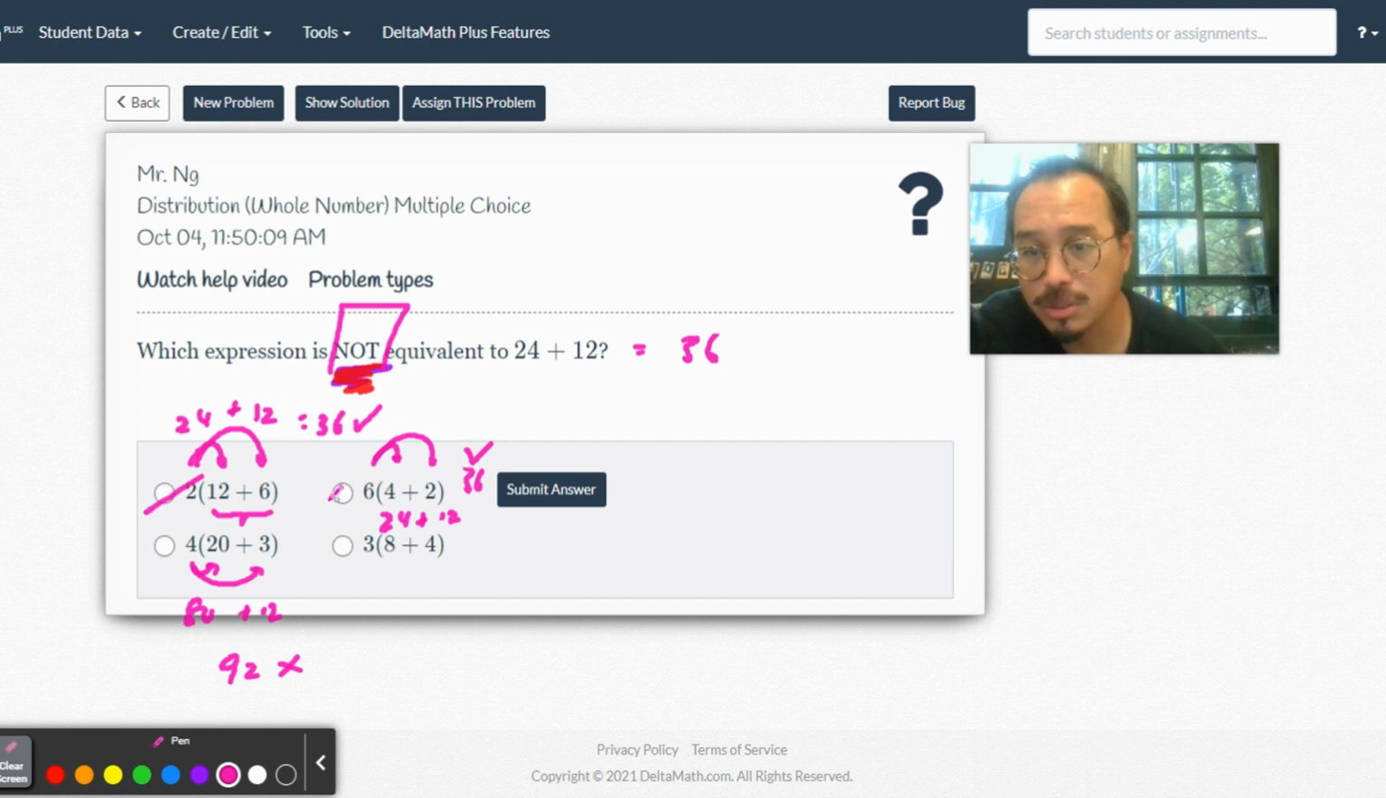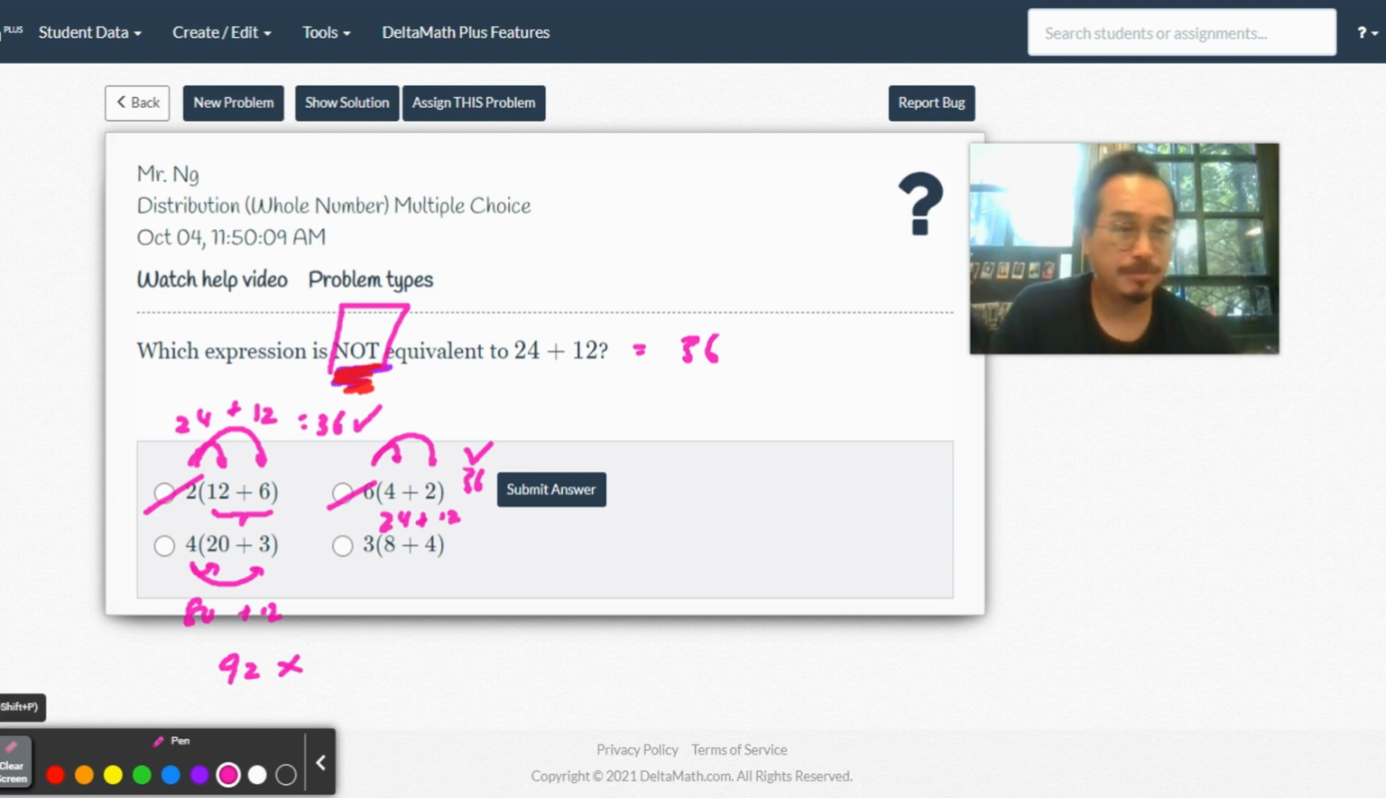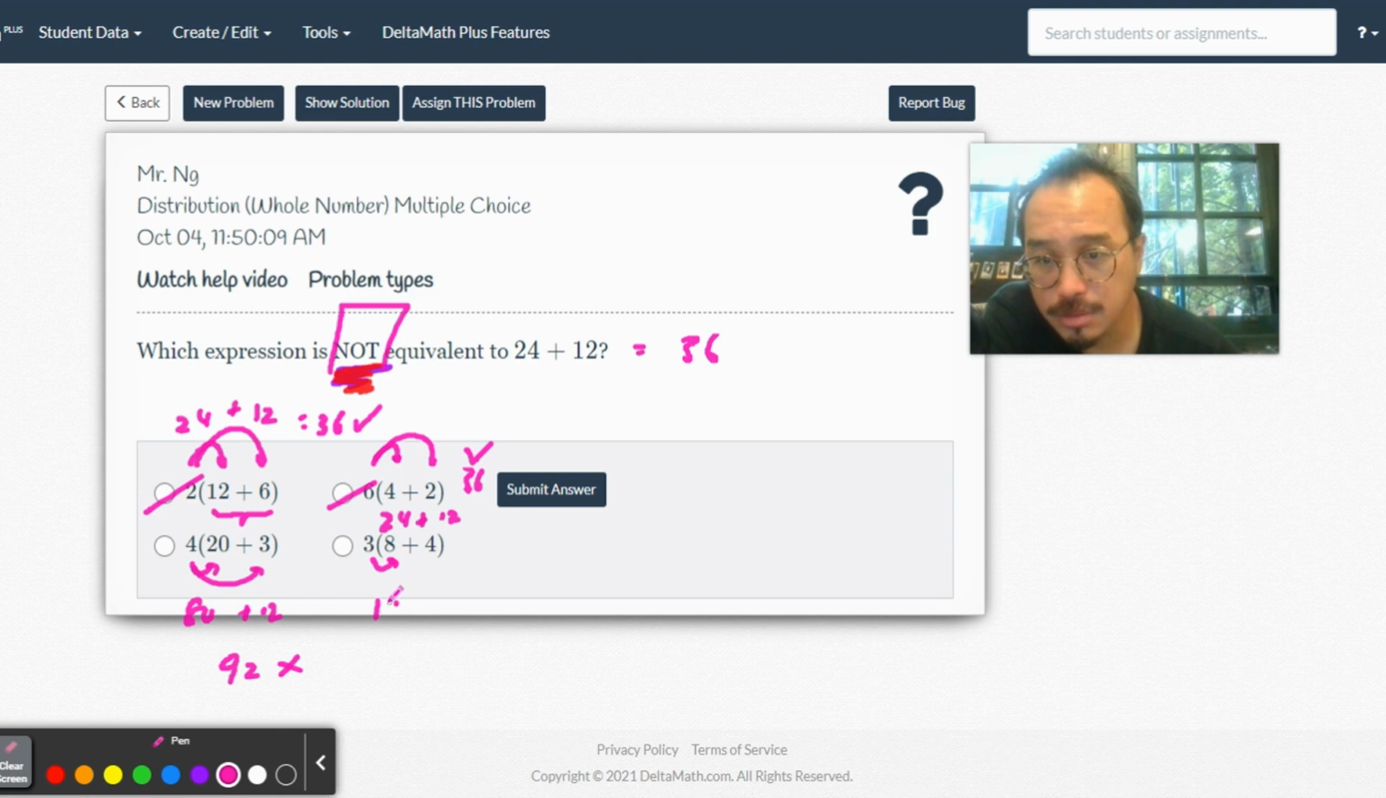So I'm going to cross out all the correct answers. Let's see. 3 times 8 is 24, plus 3 times 4 is 12. That's 36 also, so that's not it either. So there we have it. This is it. We have to pick the wrong answer, in other words.